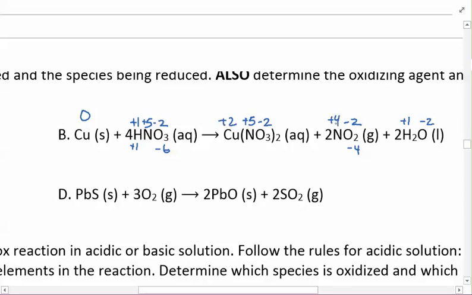So what we're going to do in this example is we're going to take a look. We're looking for changes. So I'm going to go through and highlight things that change. So for example, copper is 0 and +2. So that changed on both sides. Hydrogen didn't change. Oxygen hasn't changed, but nitrogen has. We're only going to use the nitrogen that changed, though. We're not going to use the one here. So not all of the nitrogen is changing, just some of it. So then we're going to connect those together.